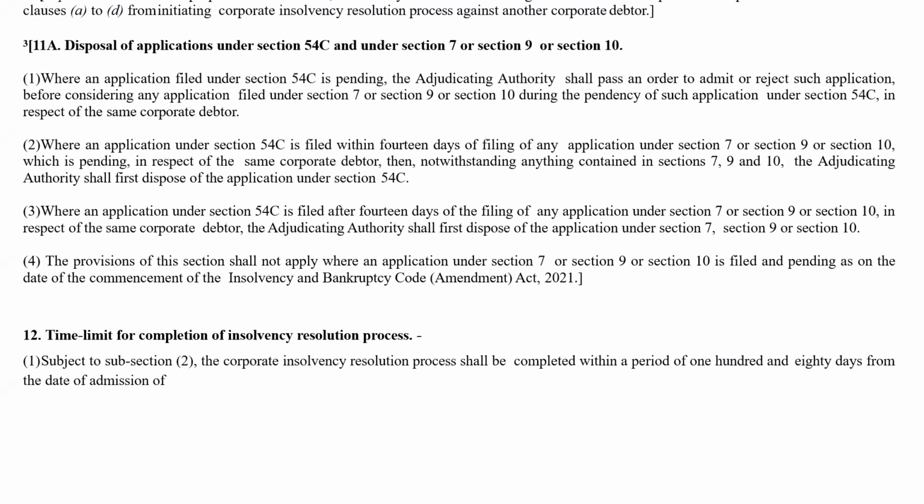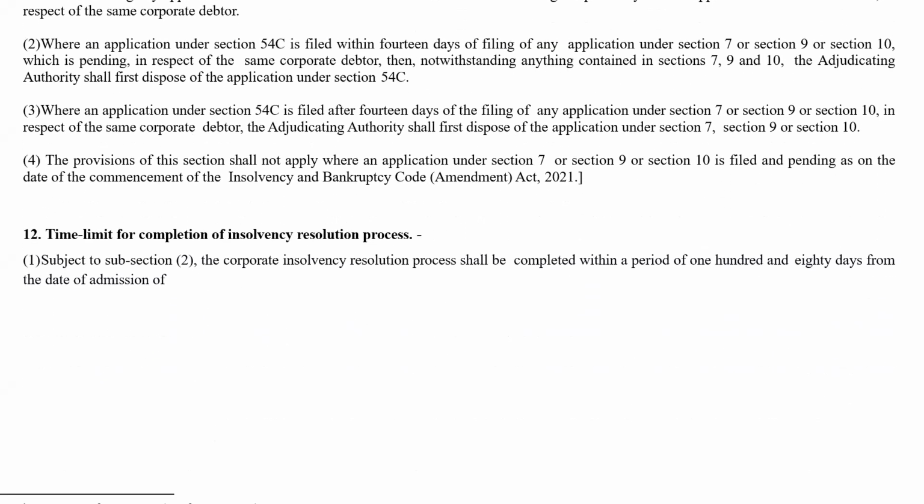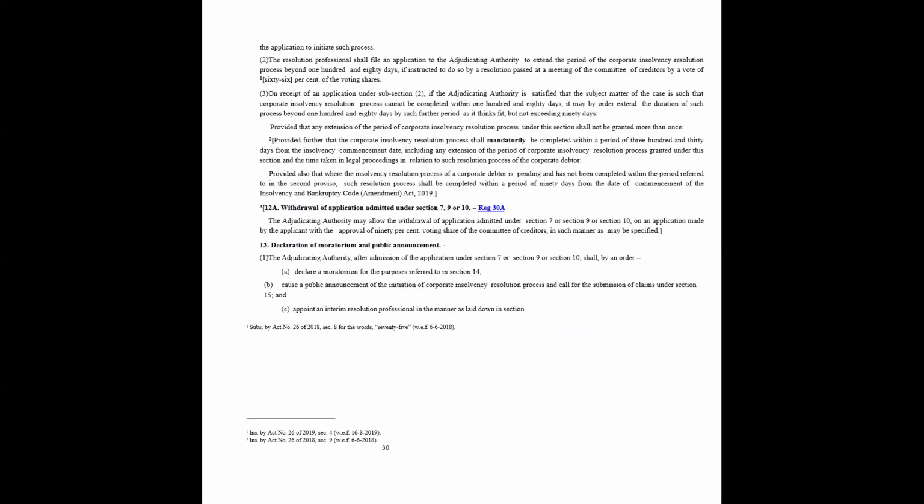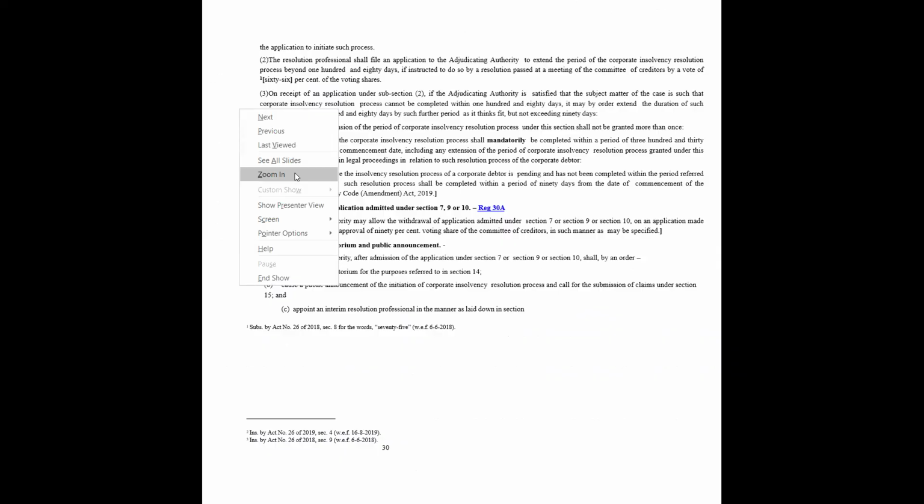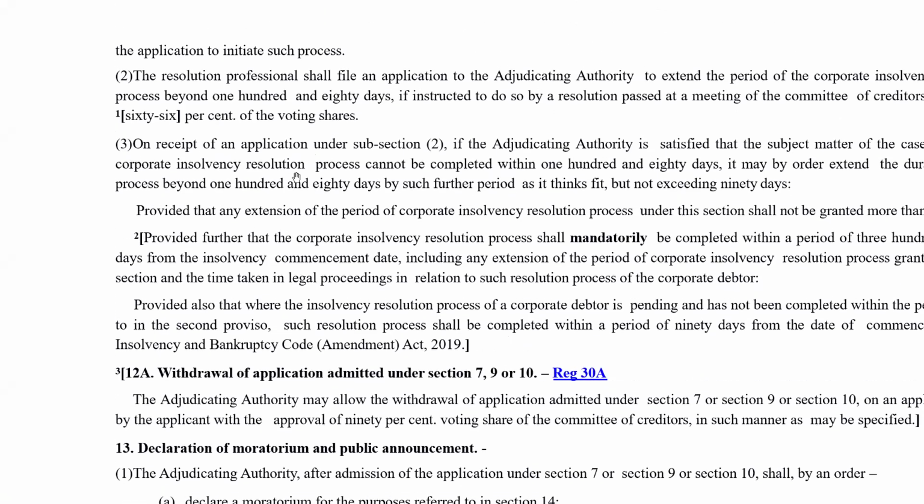Now section 12. Section 12 says time limit, because it's a time bound process. We have already read in the preamble also that it's a time bound process. So it says subject to subsection 2, the CIRP process shall be completed within a period of 180 days from the date of admission of the application to initiate such process. So there is a time bound process of 180 days.